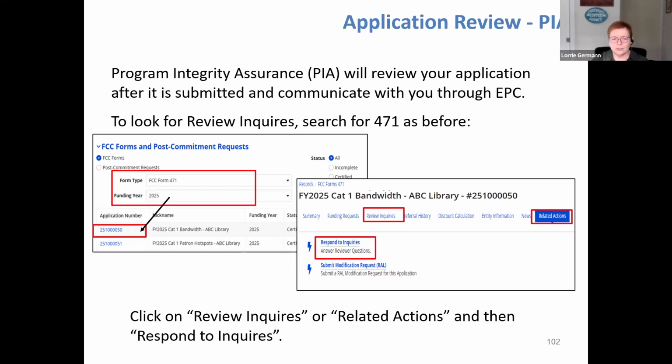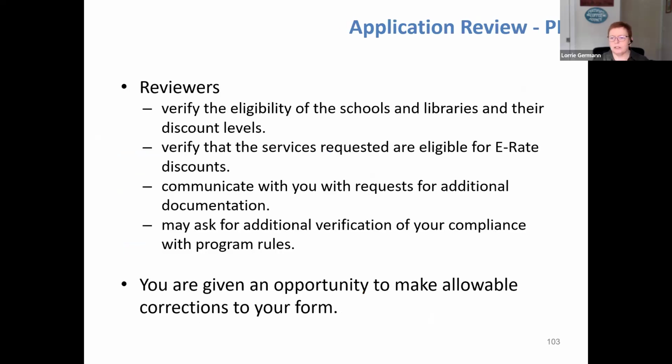The easiest way to get into those questions, again, is to go down to the very bottom of the landing page, to the post-commitment forms and post-commitment requests, search for the 471, and click on the application number. There's two ways you can get to the review questions. The easiest is once you click on the application number, you'll see where it says review inquiries. You click there, and you see the questions. You can also click on related actions, and then you'll see respond to inquiries. Review and respond take you to the same spot, and it'll show you any of the questions there.